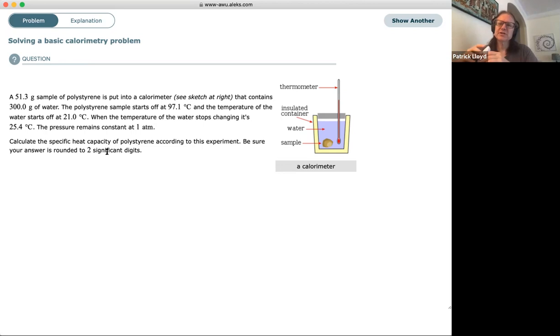So let's take a look at essentially what happens here. I'm going to make the claim that when we do this kind of problem, here's our polystyrene, and it's in water, right? So there's what's called a water bath.